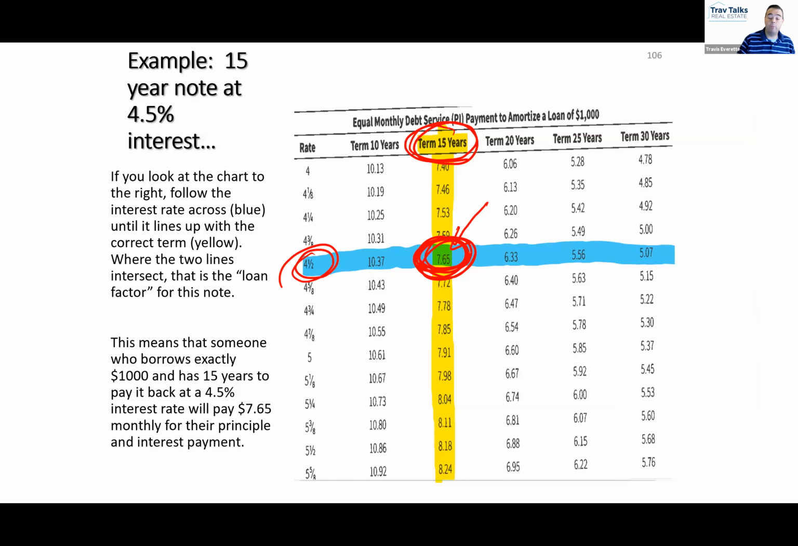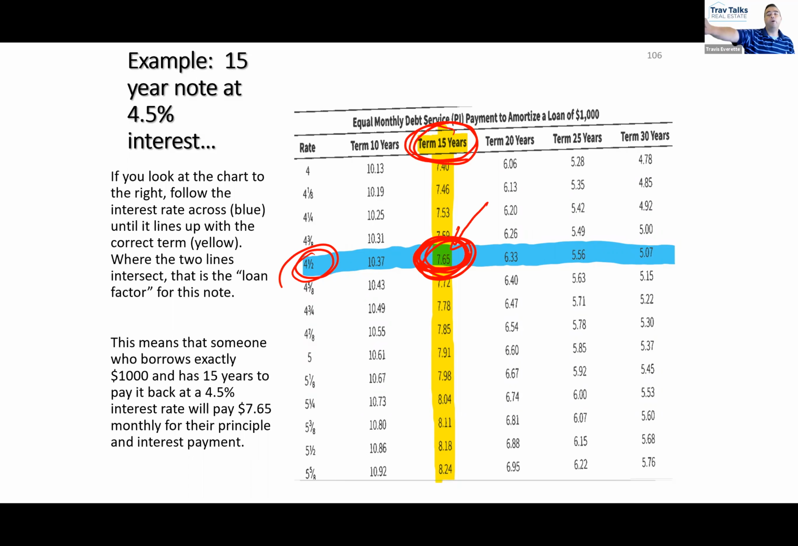So now I'm gonna go back to this slide. We're gonna talk about it for a second. If somebody borrowed $1,000 and took 15 years to pay it back at 4.5% interest, how much would they have to pay every month, folks? $7.65. As soon as that clicks in your brain, the chart will make so much sense.